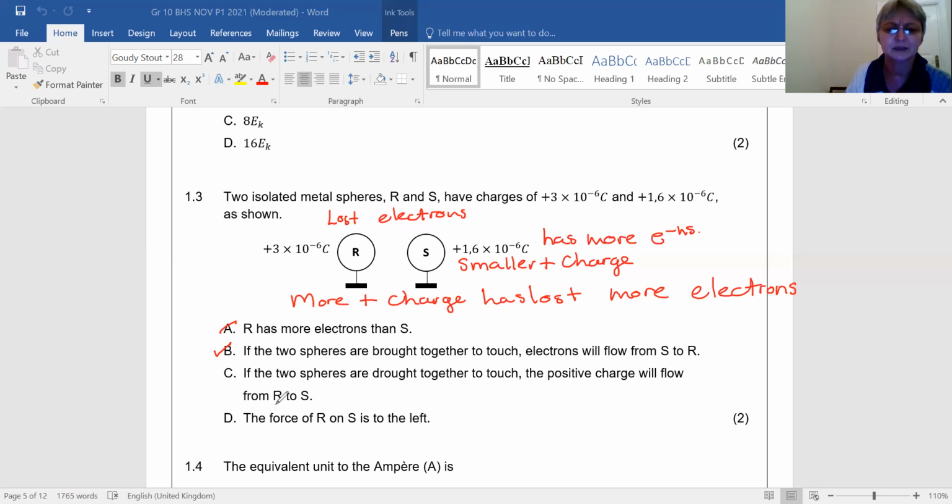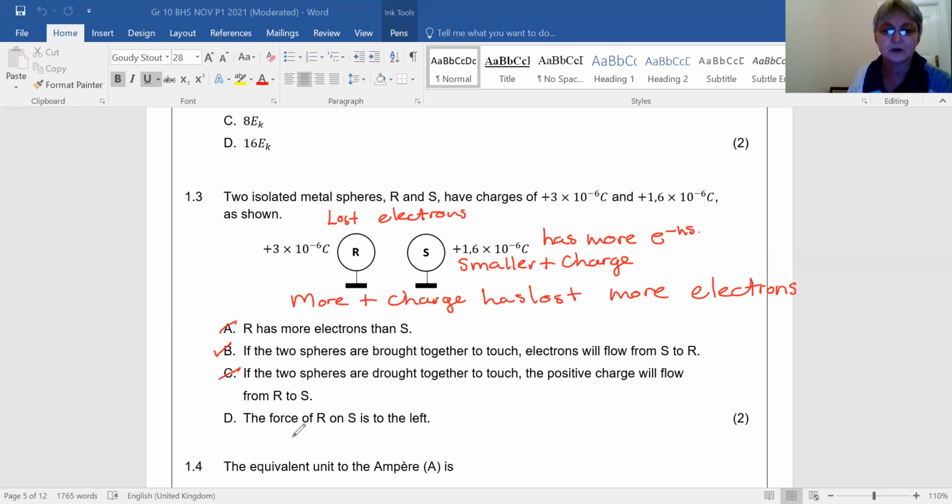Let's just double check the examiner here. If the two spheres are brought together to touch, the positive charge will flow from R to S. A positive charge will never move. The positive charge originates in the protons, so a positive charge will never move. They're in the nucleus of the atoms. So that's also not true.